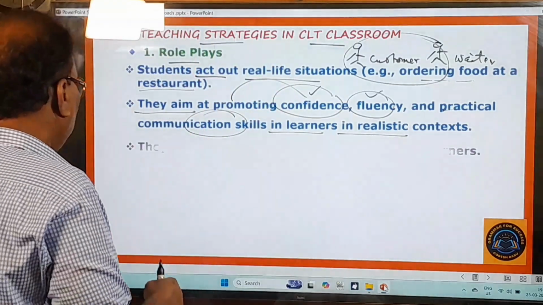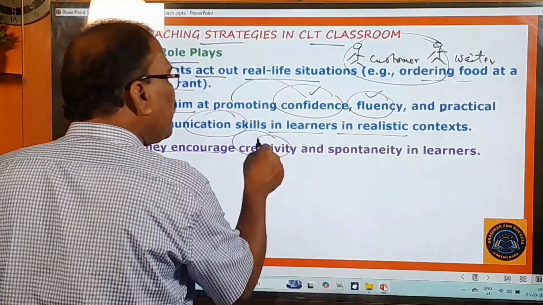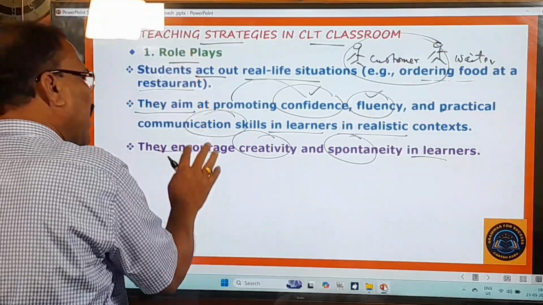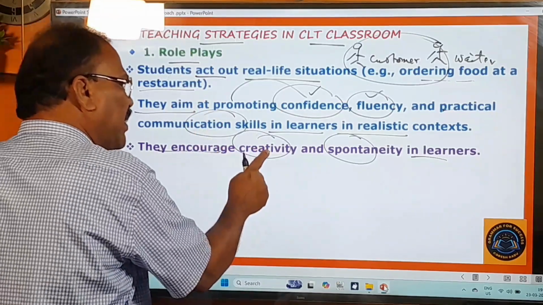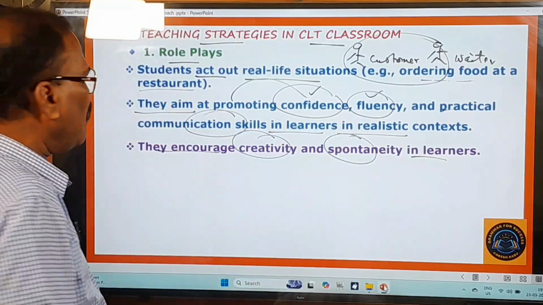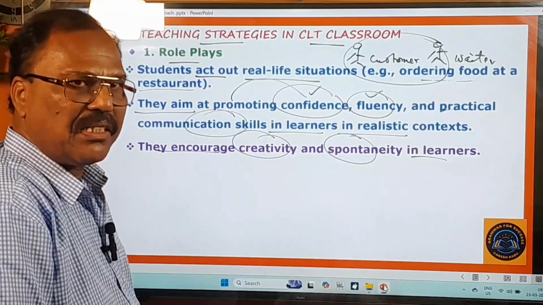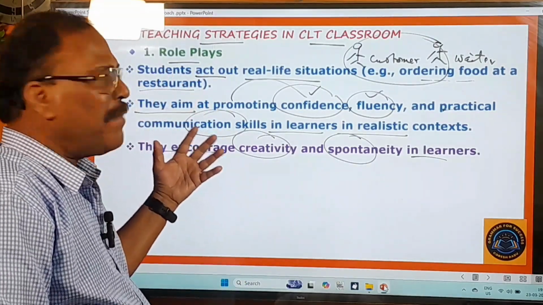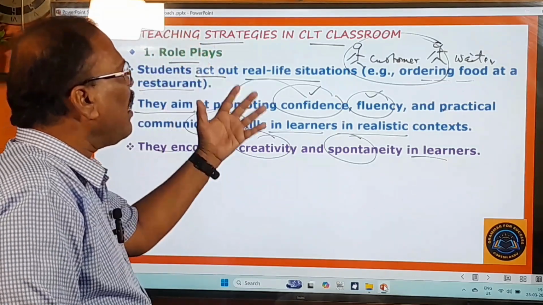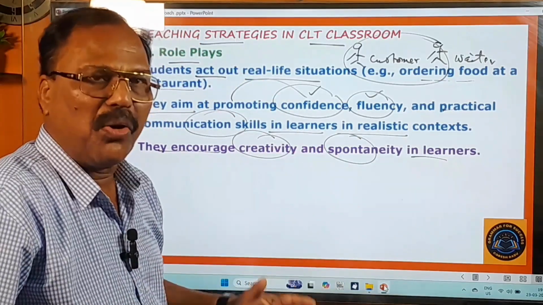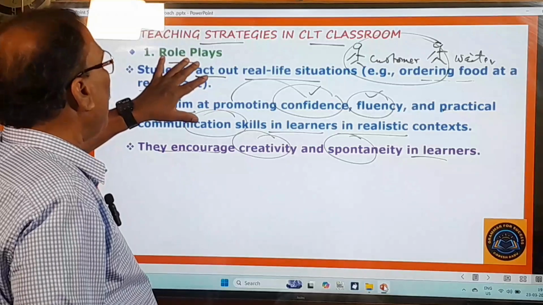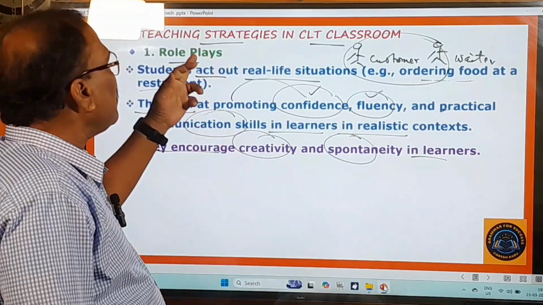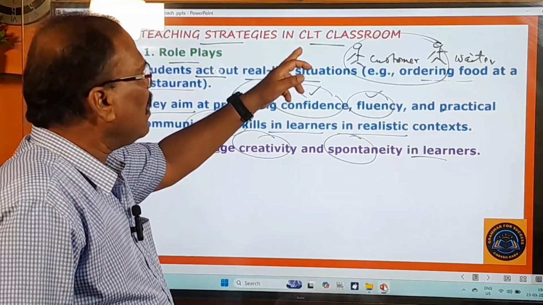And next point here is they encourage creativity, spontaneity in learners. So these role plays will encourage or build creativity and spontaneity in learners. So these are the very good advantages that you can get if you play the role plays. Okay, that means the acting out of real life situations in the classroom. Okay, this is all about role plays, and this is one of the very interesting strategies that the teachers can adapt in the CLT classroom.